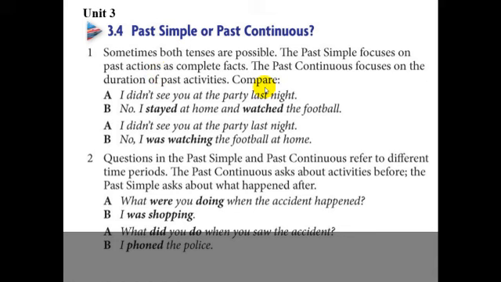So I can compare two different explanations for the same question. I didn't see you at the party last night. No, I stayed at home and watched the football. I didn't see you at the party last night. I can say, no, I wasn't. I was watching the football at home. Therefore, I used two past simple tenses in order to give the same description that I gave using only one past continuous form.